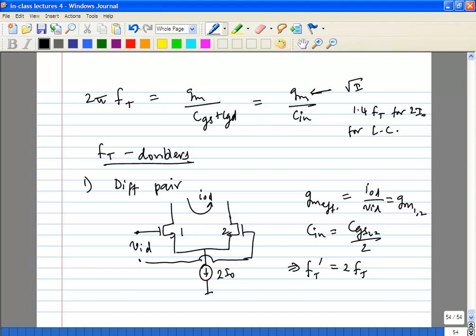Okay, so this is actually a very simple way. So effectively what you are doing is, from each differential path you are getting GM. So effectively you are almost doubling your overall GM, right? Effectively you can think of it that way also. So your FT is doubled in this circuit.